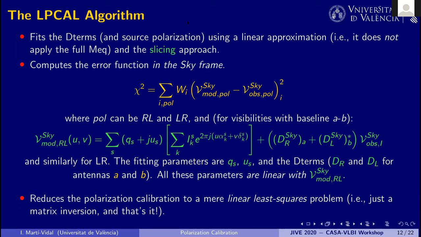So the LPCal algorithm only handles the slicing approach. It only works by dividing the source in slices with assumed constant fractional polarization. And here you have the equation that is used by LPCal. It is solving in the sky frame, so it rotates the D-terms to the sky frame and then solves there, applying a linear approximation to the model. Even though this looks like a messy equation, it's actually a linear model in all your fitting parameters, QS, US, and the D-terms. That means you can perform just an ordinary least squares minimization. It's just a matrix inversion and you are done. It doesn't seem to be, but it is actually a straightforward algorithm. You solve the D-terms directly with just a matrix inversion. It's very convenient, but it has the limitations that I told you a few minutes ago.